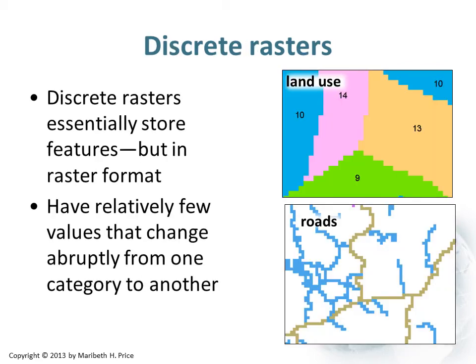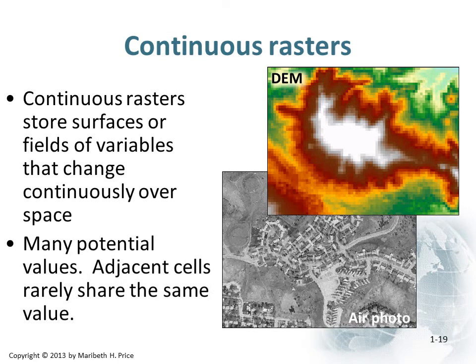We have other raster datasets called discrete rasters. They essentially store features, but in the raster format, and they have relatively few values that change abruptly from one category to another. So it's basically rasters trying to be vector, if you will. If we look at continuous rasters, continuous surfaces, you have a field or a variable that changes continuously, like elevation or temperature, that sort of stuff. In other words, you have many potential values, and adjacent cells rarely share the exact same value.